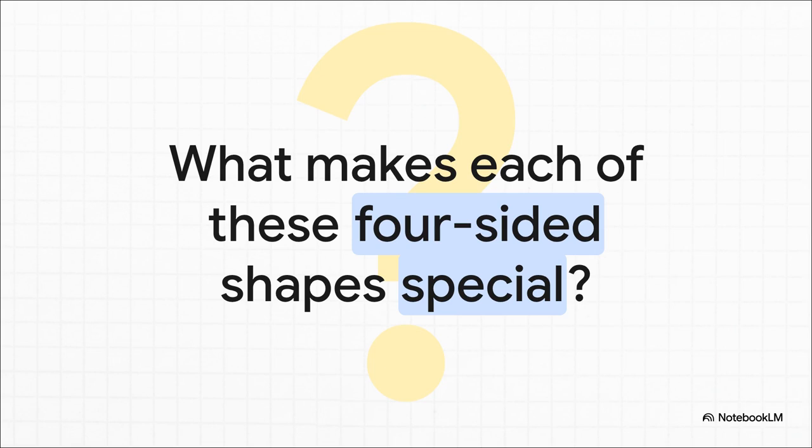So we all know the big names in the quadrilateral family, right? You've got your squares, your rectangles, your rhombuses. They all have that one thing in common, four sides. But what really makes a square and not just a rhombus? What's the actual difference between a rectangle and a parallelogram? We're going to solve this puzzle together by building out their entire family tree.